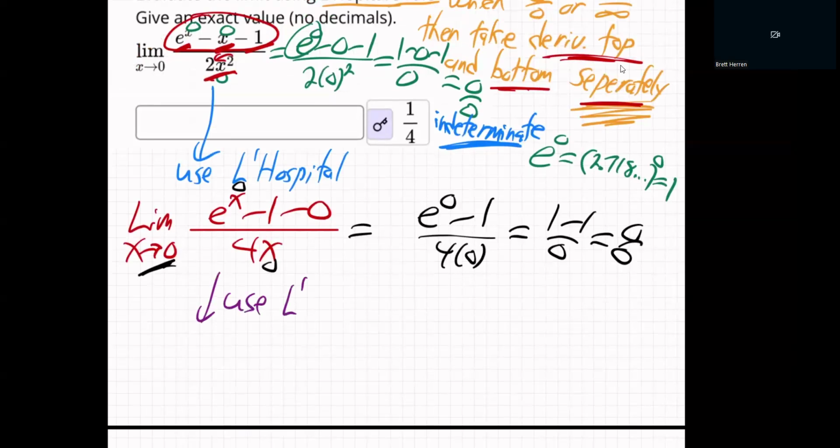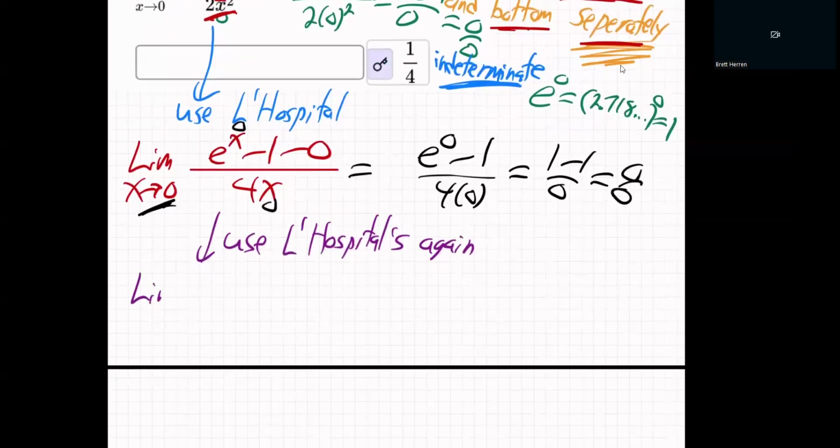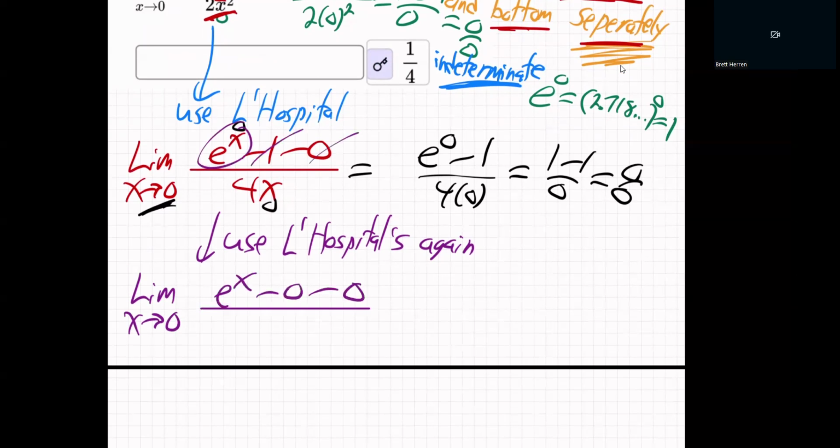So use L'Hopital's rule. So then we get, okay, limit as x goes to 0. Okay, derivative of the e to the x, that's just e to the x. Derivative of the 1, that's 0. Those guys are just 0. Derivative of the bottom 4x is 4.